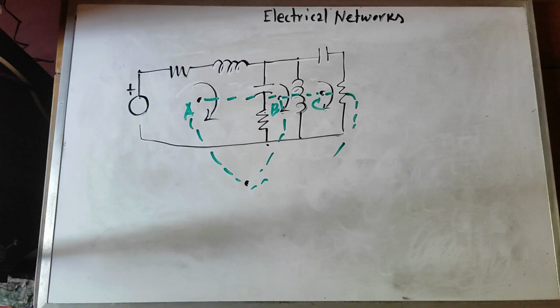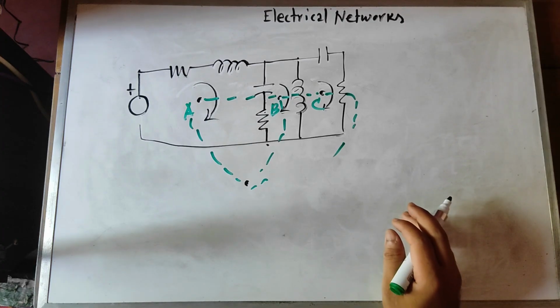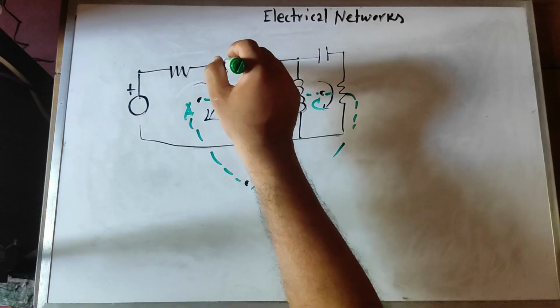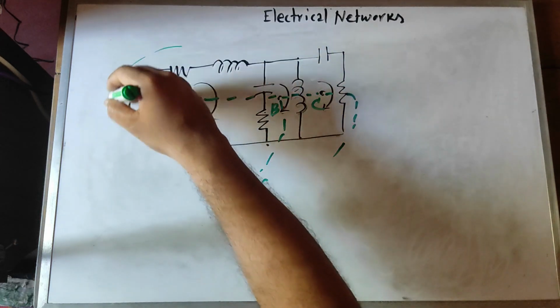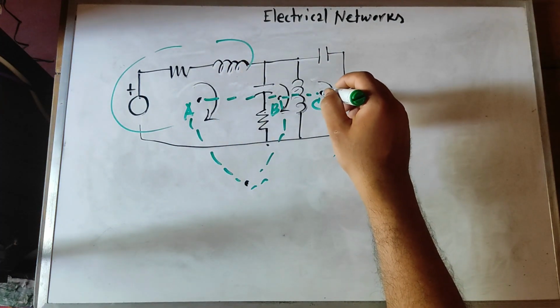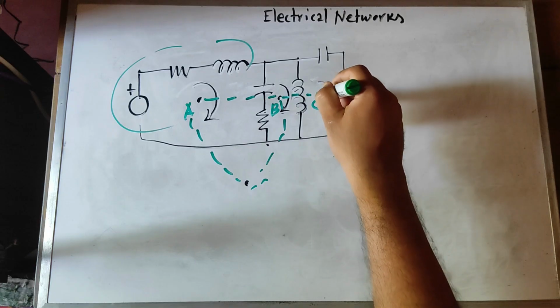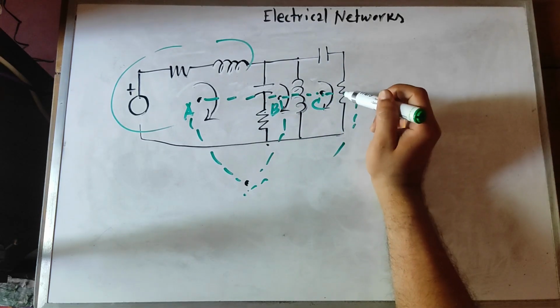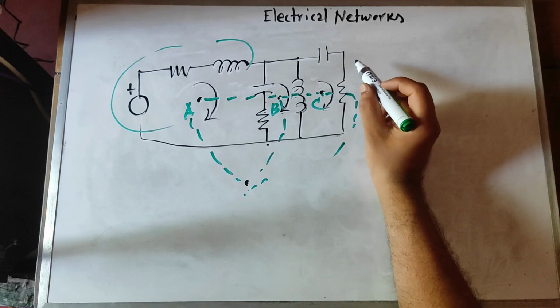So A and the reference node has a meaningful branch. So this branch will be converted. And the connection between C and the reference node has a meaningful branch RC. So this will be converted.